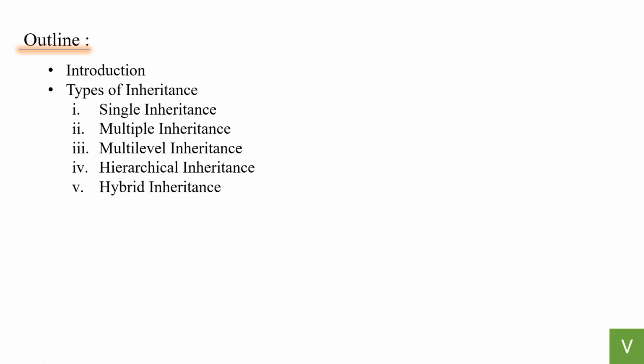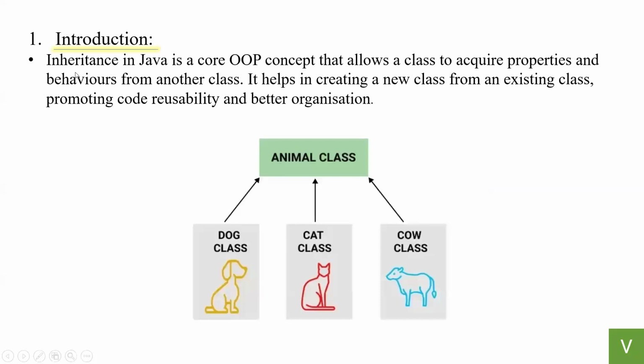Now let us see what is meant by inheritance. Inheritance in Java is a core object-oriented programming concept that allows a class to acquire properties and behaviors from another class. In simpler terms, we can also say that it is the process of deriving the child class from the parent class. So now let us clearly understand the given image. In the image, the animal class is the parent class, whereas the dog, cat, and cow classes are the child classes. The process of deriving the child classes from its parent class is known as inheritance.